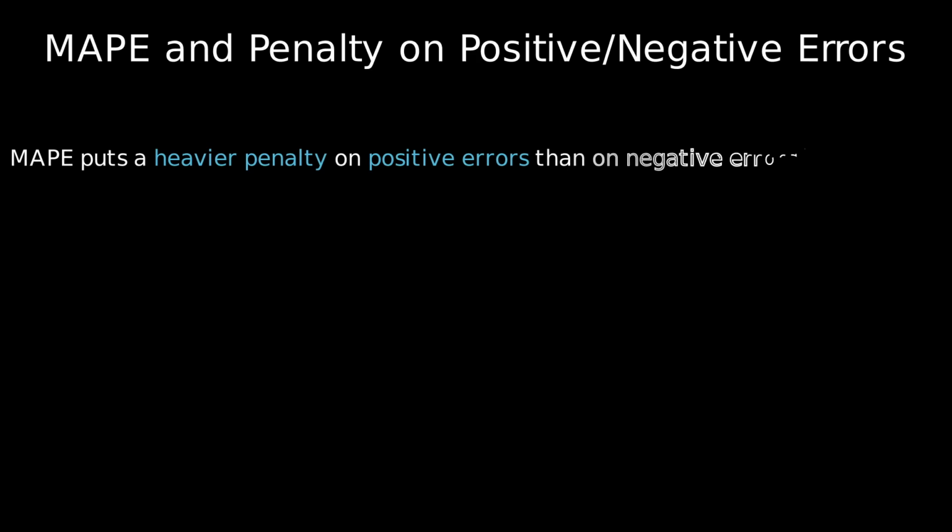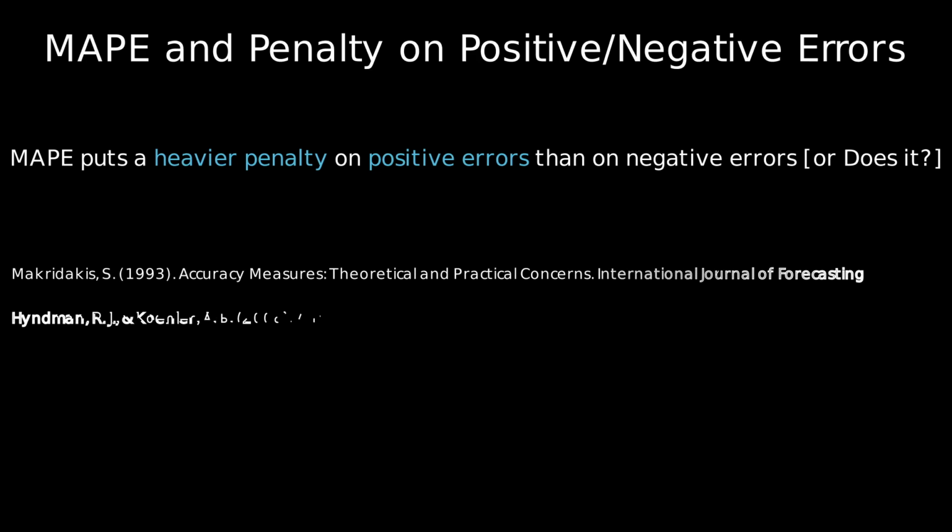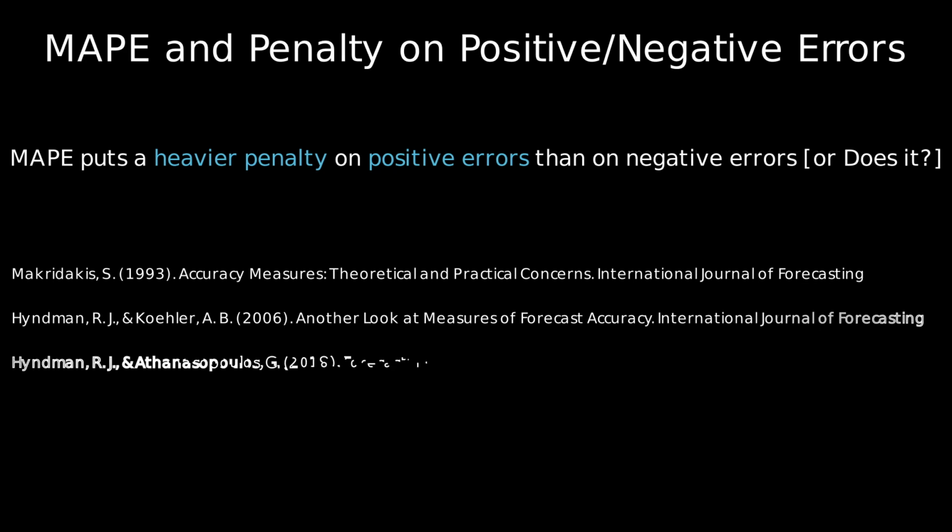The next point that I want to discuss about MAPE is that if you look at published papers or resources, you often see the following phrase or something similar to it. MAPE puts a heavier penalty on positive errors than on negative errors. Here are some of these papers, and you can find more if you Google Scholar search the phrase.